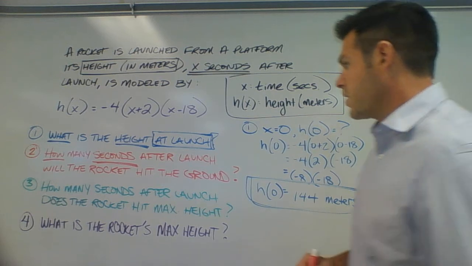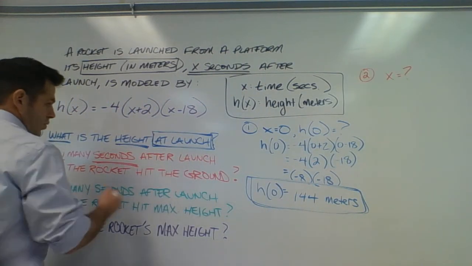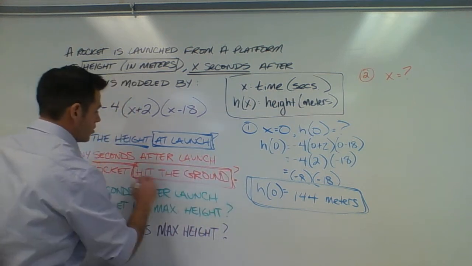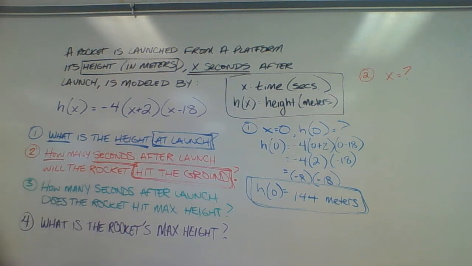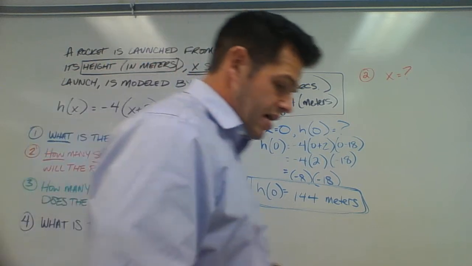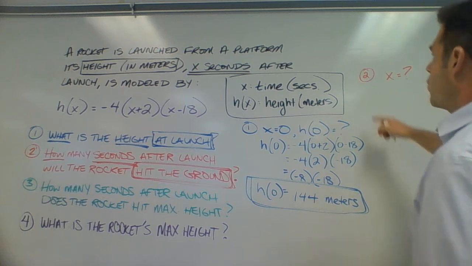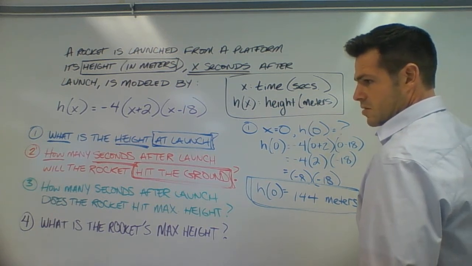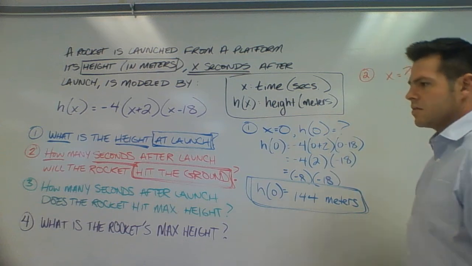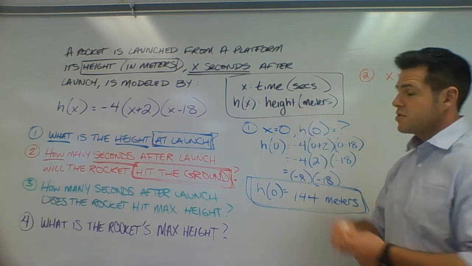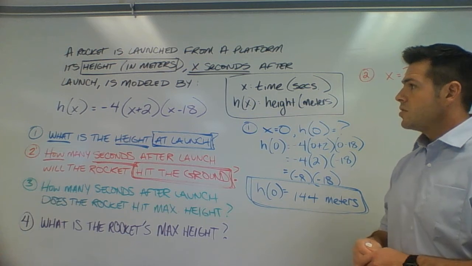After the launch will the rocket hit the ground. The phrasing of this question lets me understand that hitting the ground is a pretty big deal in this problem. Now, what does hitting the ground mean? Well, h of x is the height, and if the rocket is hitting the ground, that means that our y value, or in this case h of x, has to be equal to 0.